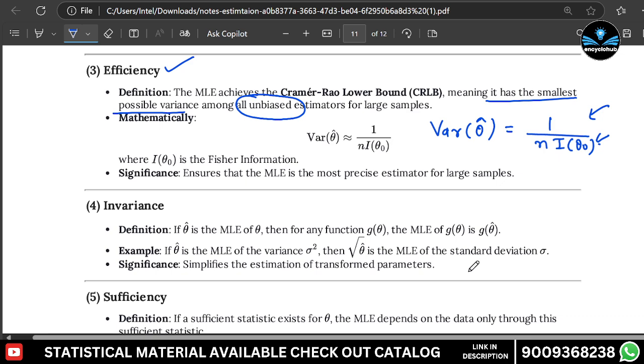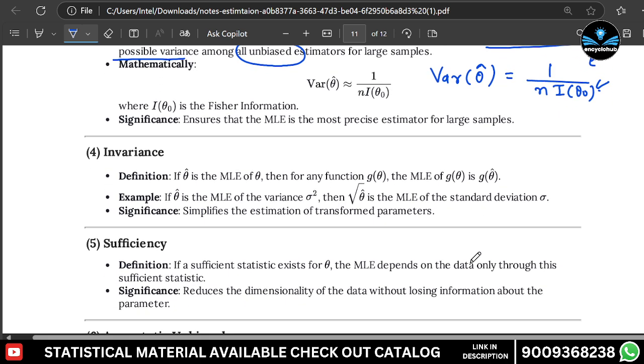The fourth property is invariance. Theta cap is the MLE of theta. Then for any function g of theta, the MLE of g(theta) is g(theta cap). So if theta cap is the MLE of the variance sigma square, then the square root of theta cap is the MLE of the standard deviation sigma.